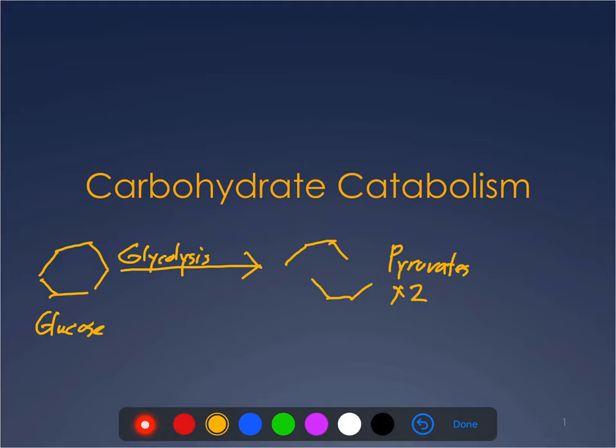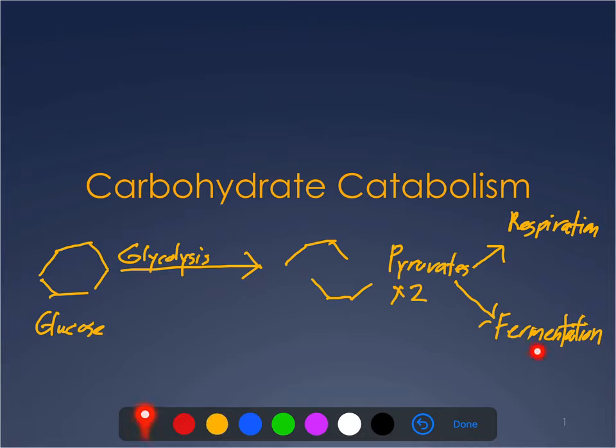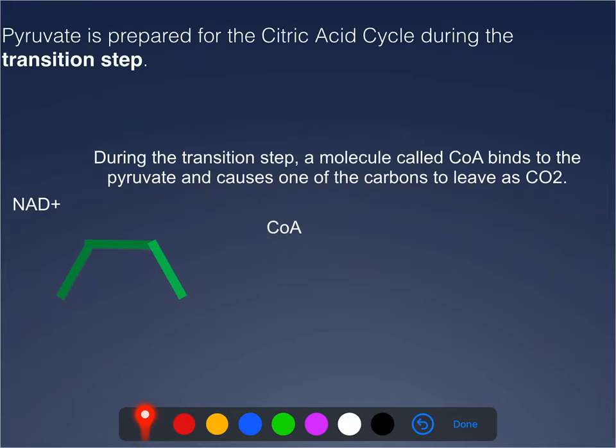And as our earlier discussion in class showed, you've got two options at this point. If you have oxygen, you can continue on to respiration. If you do not have oxygen, you can continue on to fermentation. In class, we talked about fermentation, and now I'm going to continue down the other path and talk about carbohydrate catabolism and respiration.